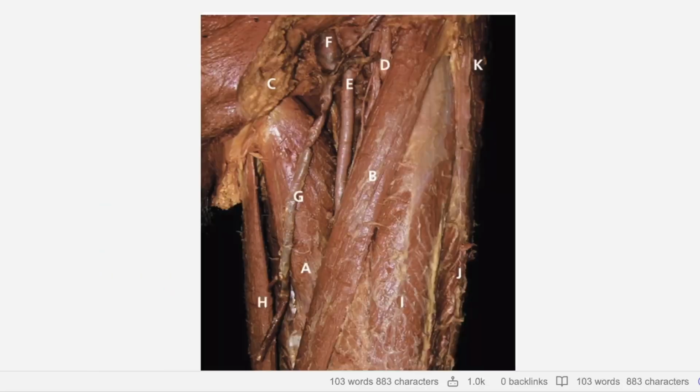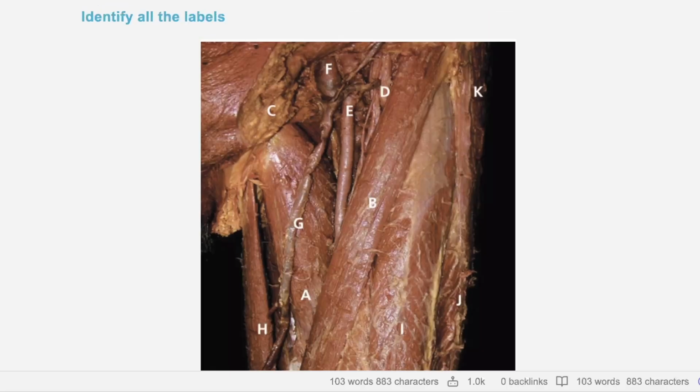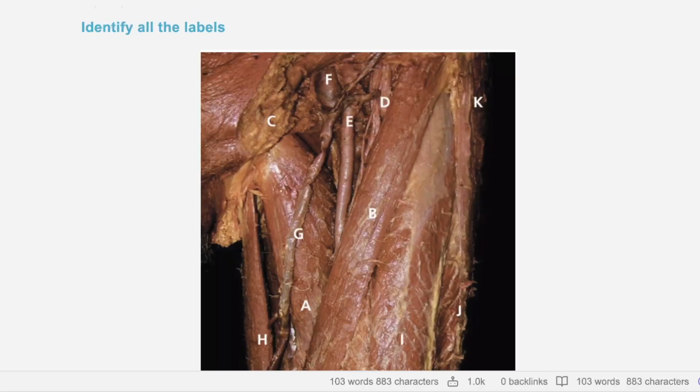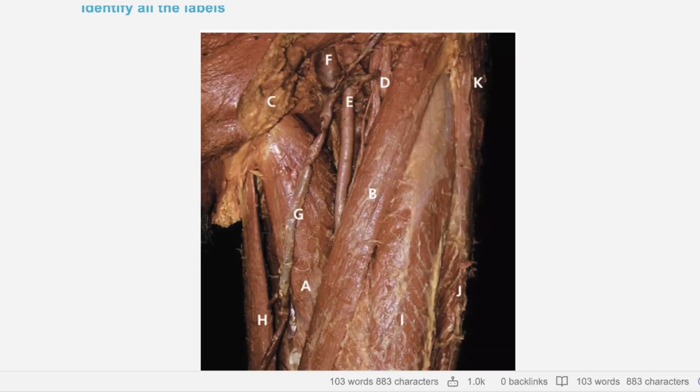Another very similar dissection starts with C, which is the inguinal ligament. We have F as the femoral vein, and of course we're on the left side, and G is the great saphenous or long saphenous vein, E is the femoral artery, D is the femoral nerve, B is the sartorius muscle, and A is the adductor longus muscle, and those are the boundaries of the femoral triangle, which contains D, E, and F, the femoral nerve, artery, and vein.